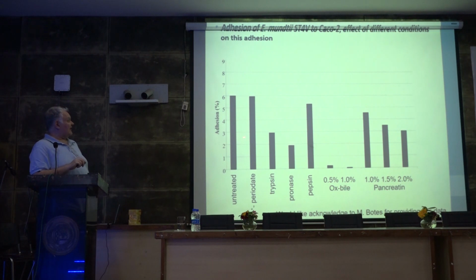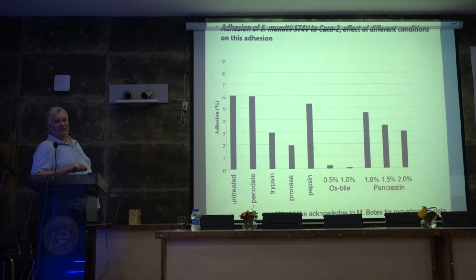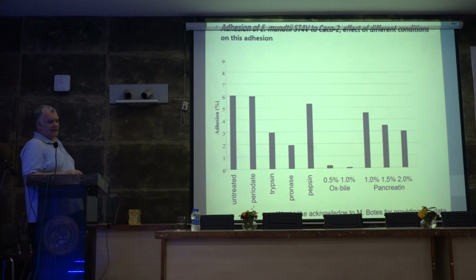So we were doing addition to the CACO2 cells, but now taking into consideration normal CACO2 cells with our probiotic in the presence of periodate, trypsin, pronase, pepsin, because different proteolytic enzymes will be present in our gut. We were doing all this process in the presence of oxbile and pancreatin. You see, addition was very bad when oxbile was present. So the presence of oxbile can actually reduce drastically the addition of our probiotic to the CACO2, but some other components were not really interfering significantly.